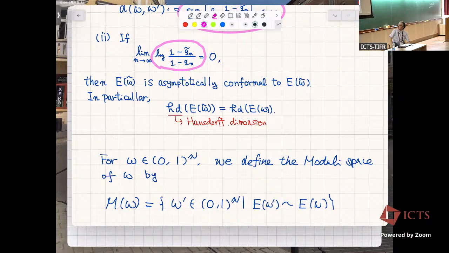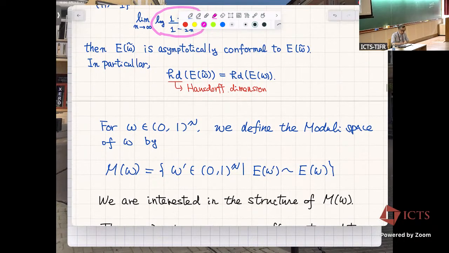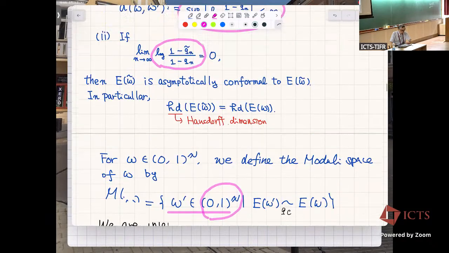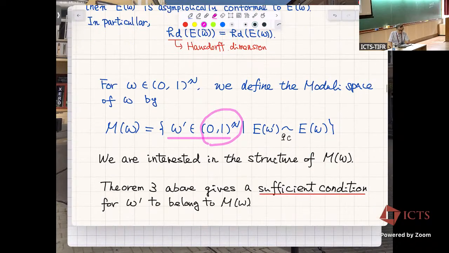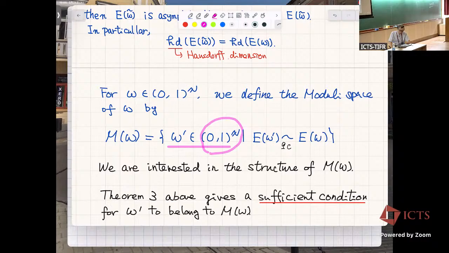So for each omega, which makes a Cantor set, we define the moduli space of omega. That is the set of sequences omega prime such that both Cantor sets are quasiconformally equivalent. So E omega prime is quasiconformally equivalent to E omega. That is a subset of this infinite dimensional space, and we are interested in the structure of these moduli spaces. And this theorem 3 gives sufficient conditions for omega tilde to belong to the moduli space of omega, right?